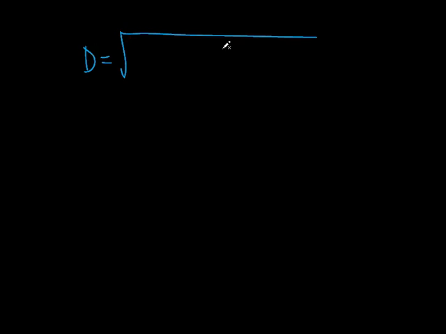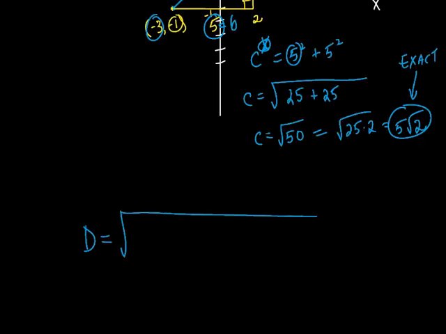So D for distance. Now what did I do? I took the square root, right? Isn't that what I did right here? Took the square root. How did I get this? Well, I subtracted the x, right, and then I squared it.